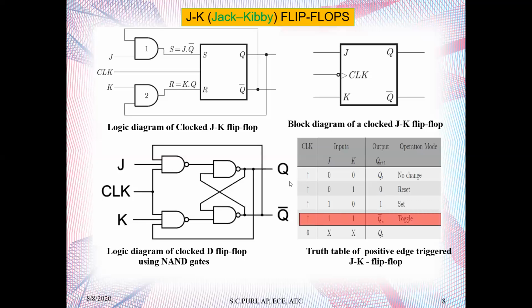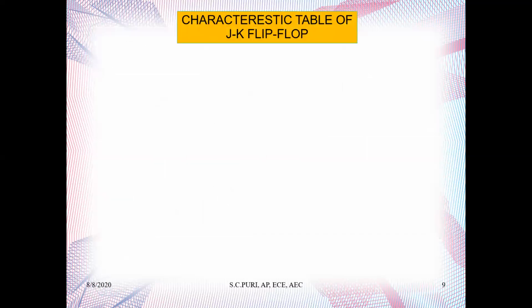As you can see here, toggling should be eliminated completely, and the configuration which we will be using to eliminate this toggle is called the master slave flip-flop configuration, which we will be discussing in the next slides. But before that, let us go to the characteristic table of the JK flip-flop.